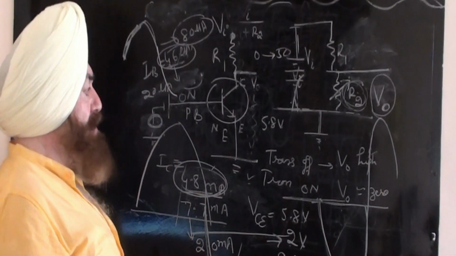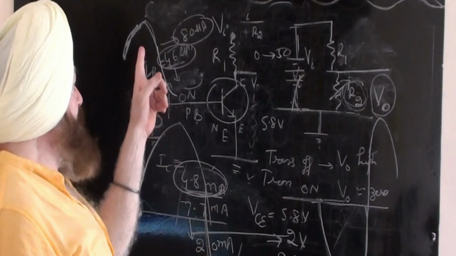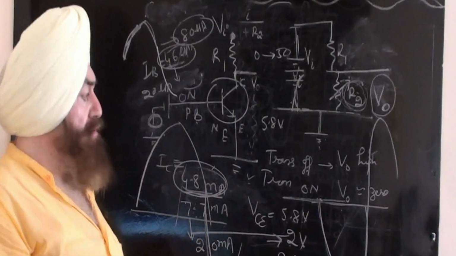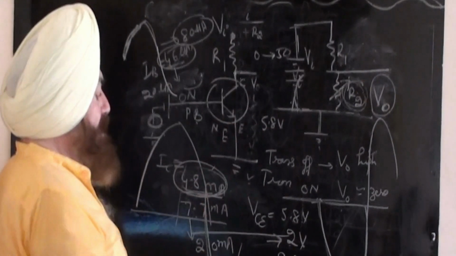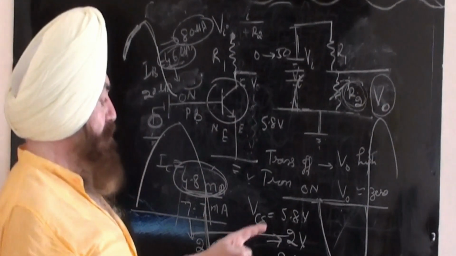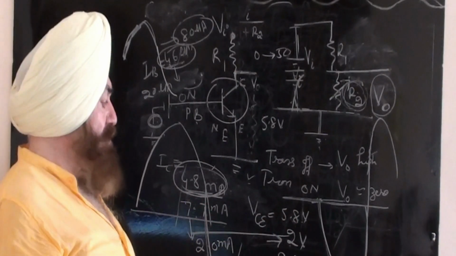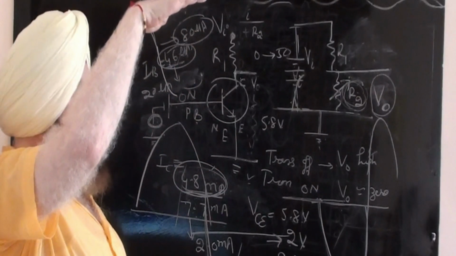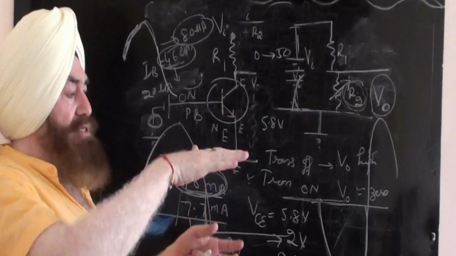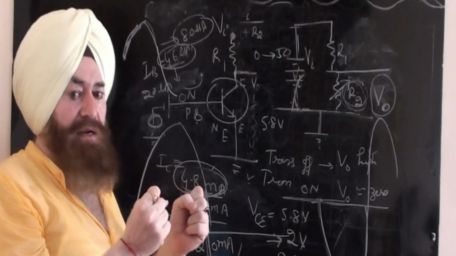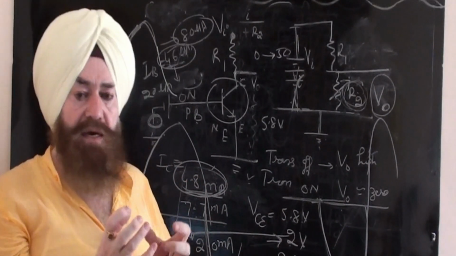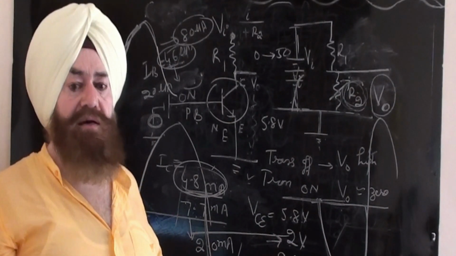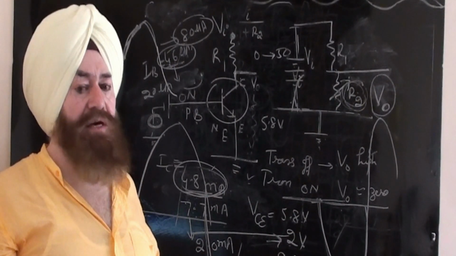So this is the case: my base signal is swinging in microampere, but the output voltage is swinging. 5.8 volt is the base level, 2 volt is the lower level, and 9.3 is the upper level. Just see how much the signal is amplified. Now I am going to explain the same with the help of a graph.